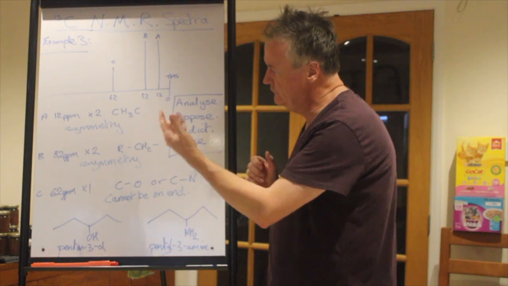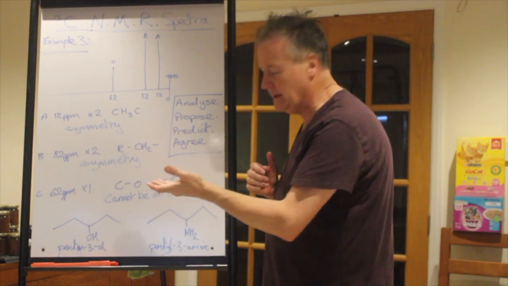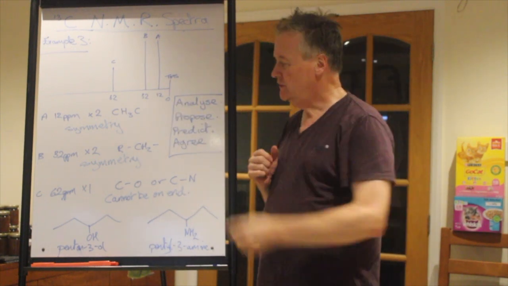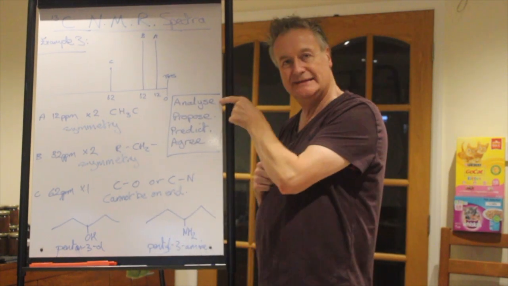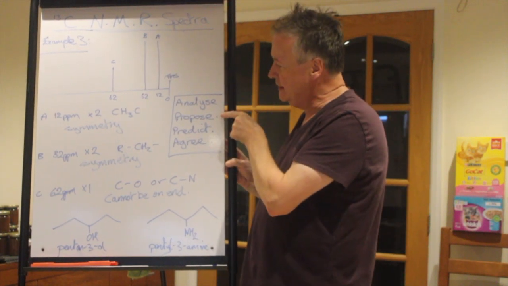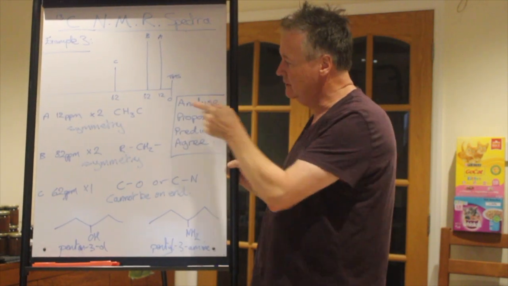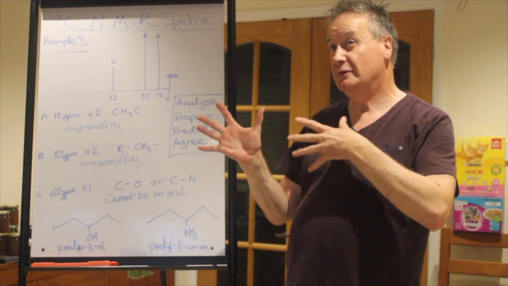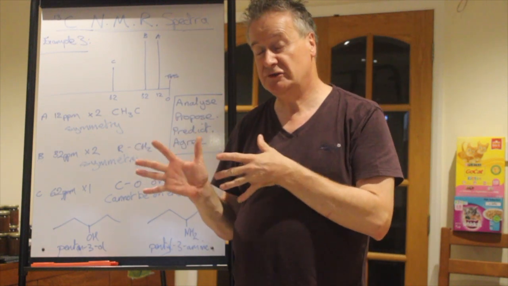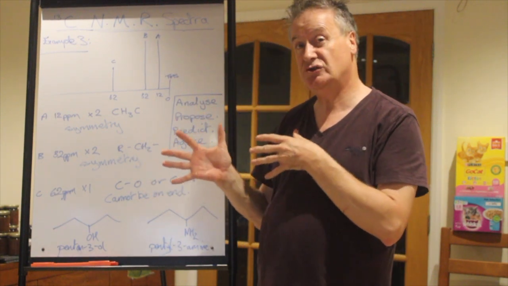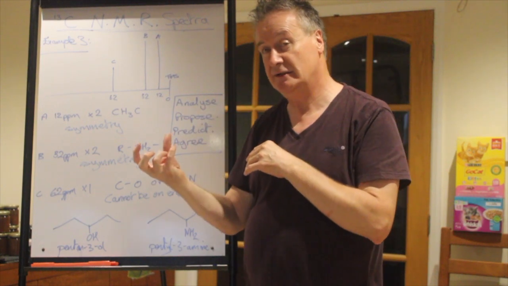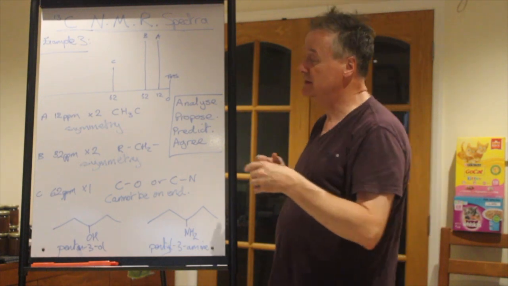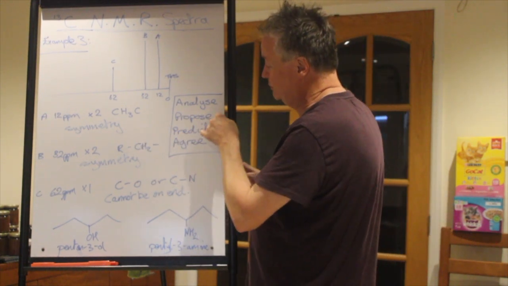You go, well, 2 identical, and a separate single one. So this here is the analysis, this is the analyse part. You then propose a structure. So you then go, what do I think it could be? It doesn't matter whether you get it right or wrong the first time. The thing you're trying to show in your answer is that you have analysed logically and worked your way through to an answer. So what you need to do is propose a structure.